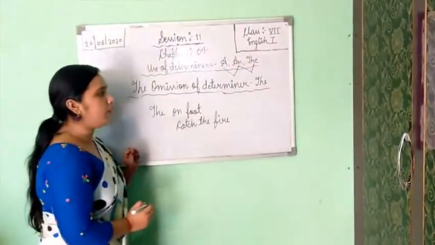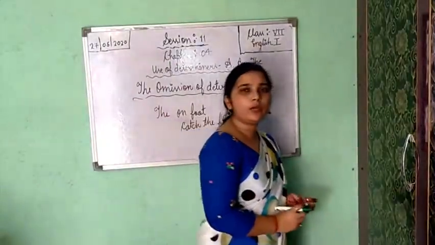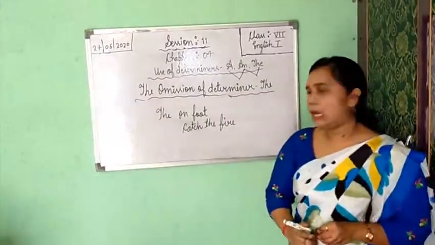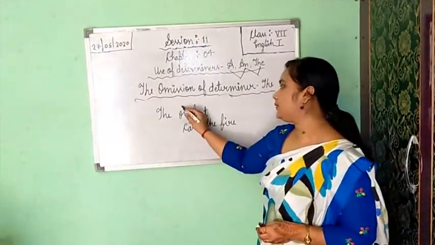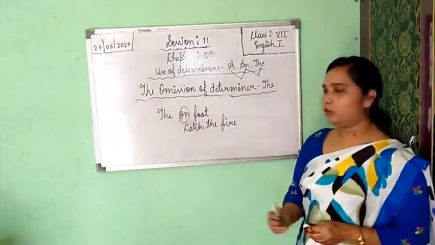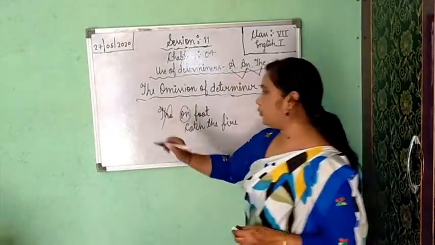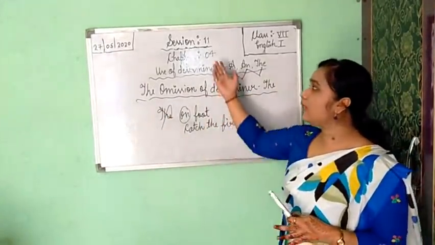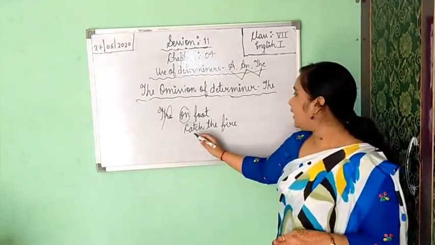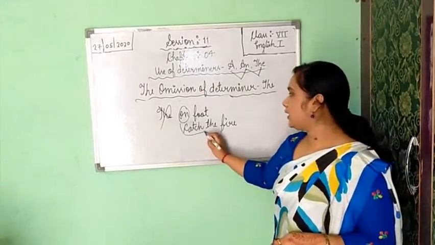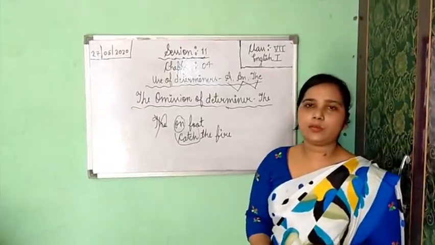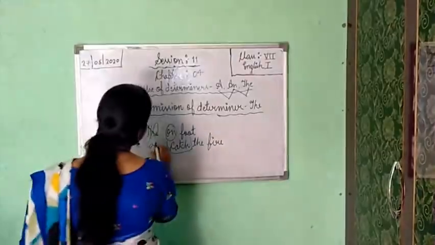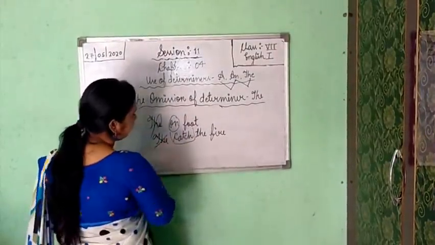No, because in the beginning I told you we use a determiner before a noun. Here "on" starts with a preposition, so if you are using "the", then don't use it. Before a preposition you don't have to use a determiner. Similarly, in "catch the fire", catch is used as an action word, meaning a verb. A verb is also not a noun.